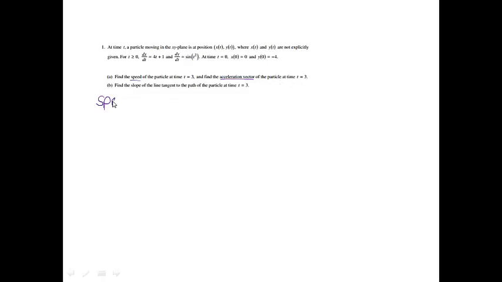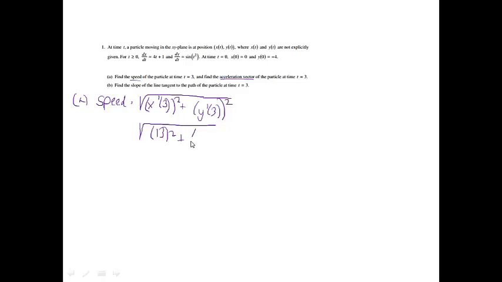We know the formula for speed is the square root of x prime of 3 squared plus y prime of 3 squared. For x prime of 3, if I plug in 3 here, I'll get 13 squared. And if I plug 3 in here, I'll get sine of 9 squared. Then we'll let our calculator do the work. We should end up getting 3.006, I believe. And so that was our speed.